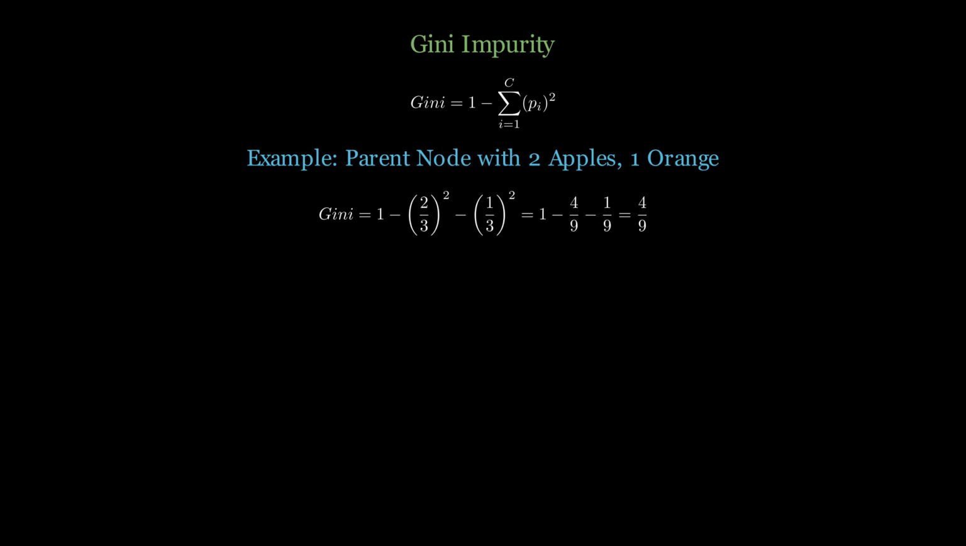Let's apply this to an example. Suppose our dataset has 3 fruits, 2 apples and 1 orange. The probability of apple is 2/3, and orange is 1/3. Plugging in, Gini equals 1 minus (2/3 squared plus 1/3 squared), which simplifies to 4/9, or about 0.444.